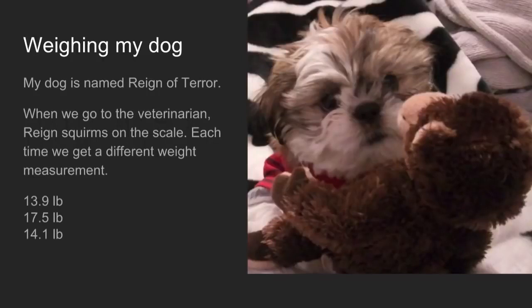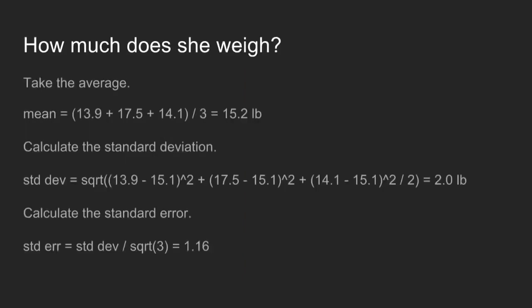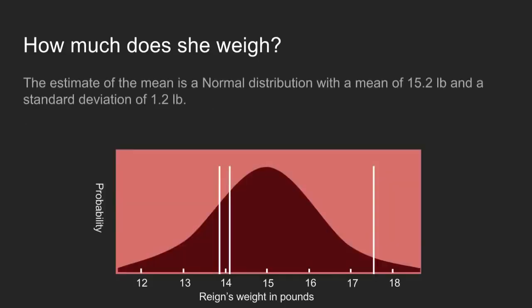So if you've ever taken a statistics class before, you know you can take these measurements, add them up, and get the average, 15.2 pounds. You can calculate the standard deviation of these 3 measurements and also the standard error, and come up with a 1.16 pound standard error. When you show it graphically, this red curve shows the belief that results from those 3 measurements, the distribution.